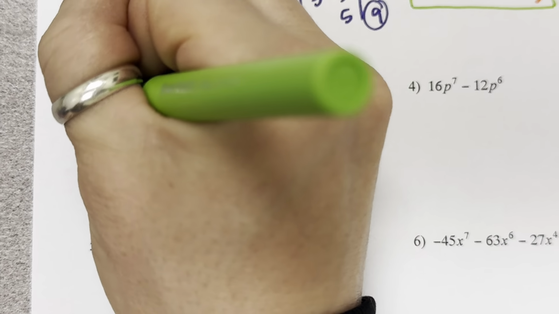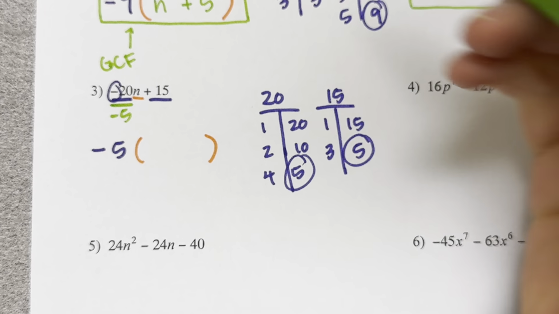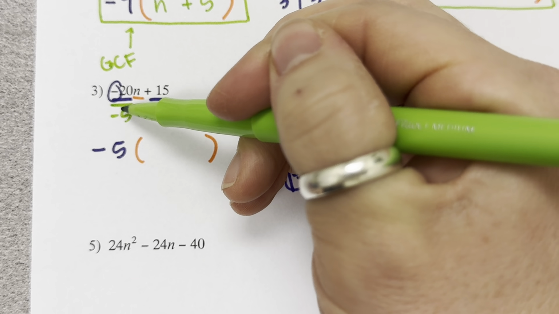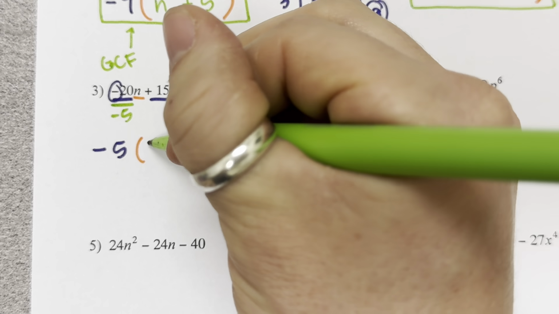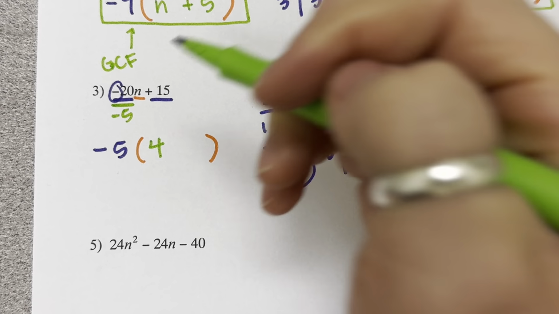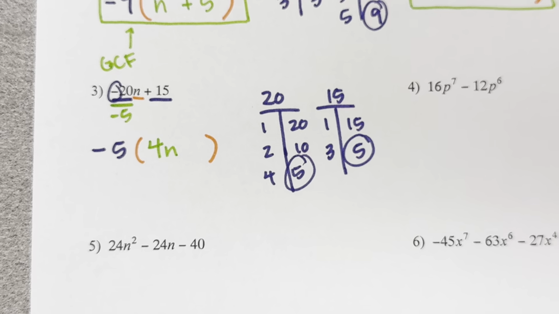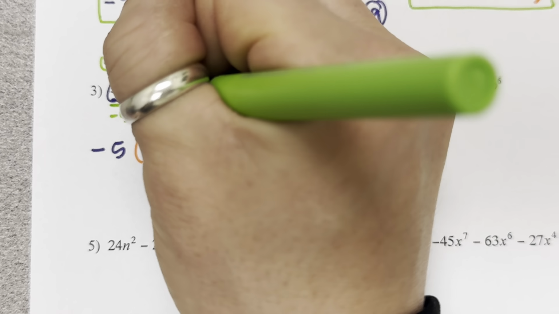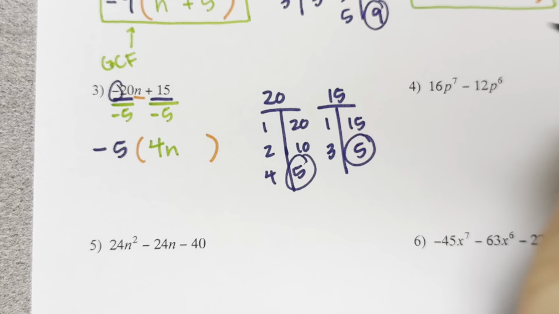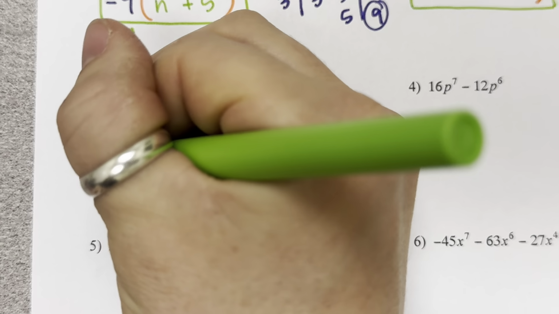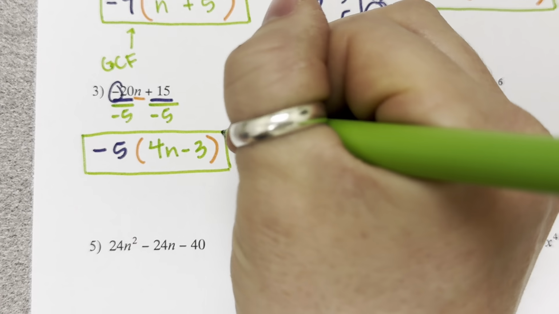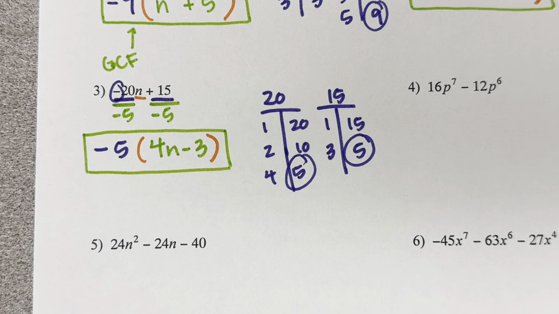Okay, take each term, divide by your GCF. Negative 20n divided by a negative 5. Well, negative 20 divided by negative 5 is positive 4. And then I still have that n attached since we didn't factor it out. Positive 15 divided by negative 5 is negative 3. And there we go.